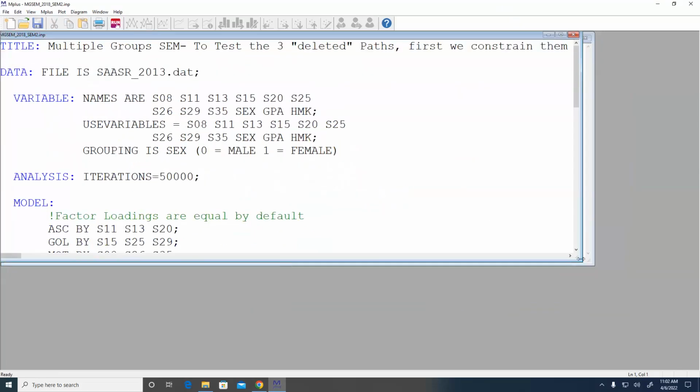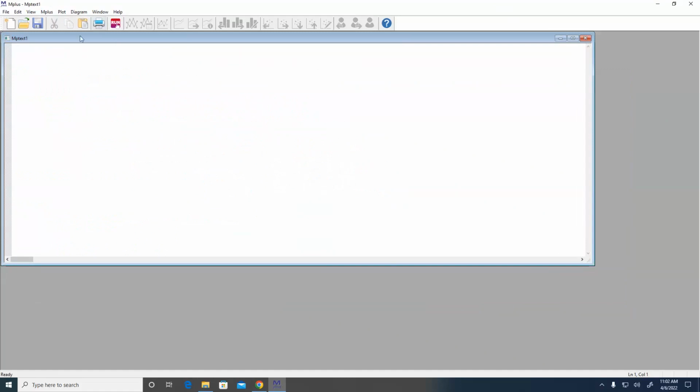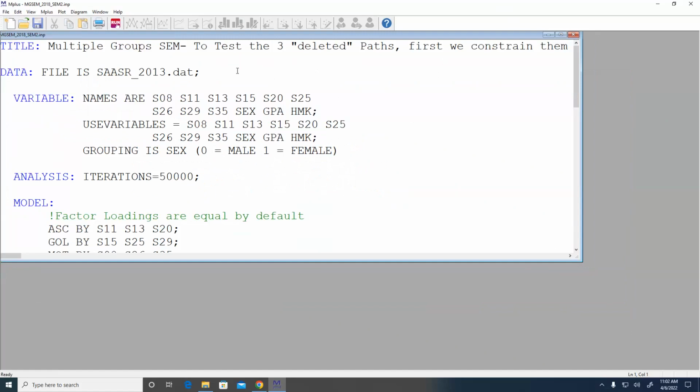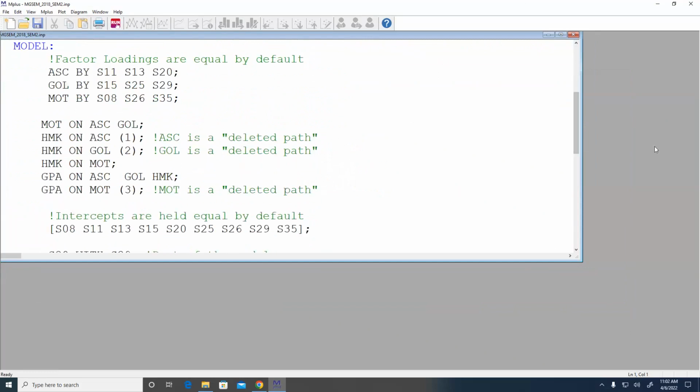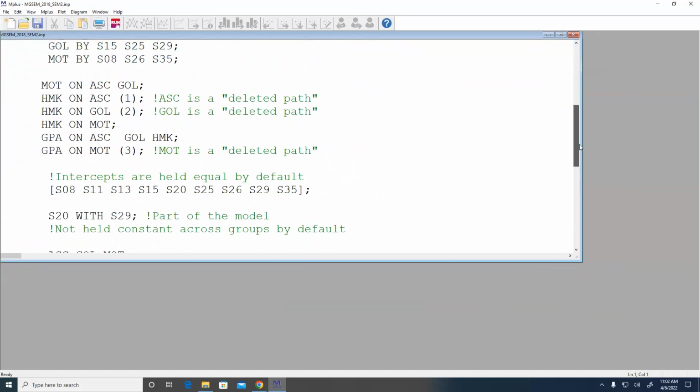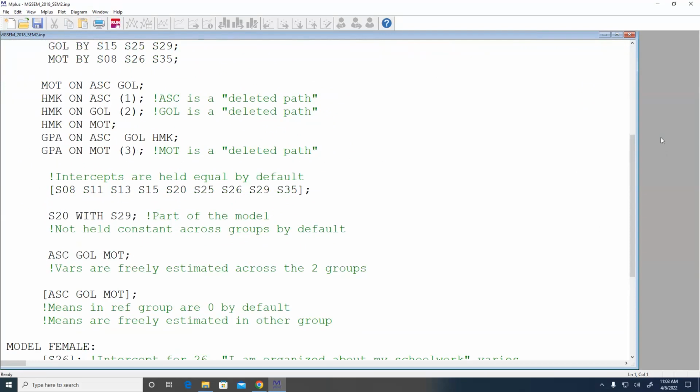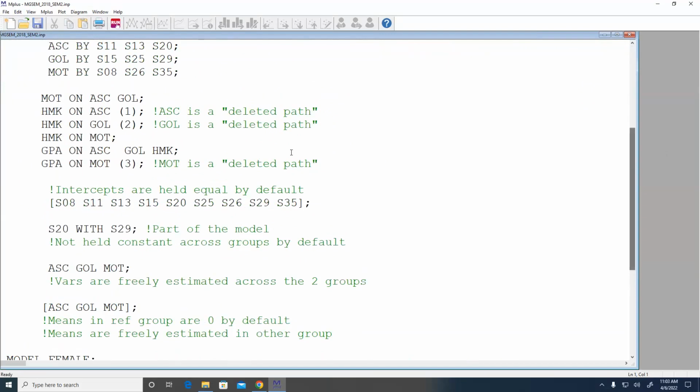You can just look at the output really. Okay, that's model 2. Here it is. I'm going to run model 2. Again, I've shown what the deleted paths are, but the first thing I want to do is constrain them to be equal. So let me show you in the input file how we're constraining those to be equal. Okay, so notice we've got homework on academic self-concept, homework on goals, and GPA on motivation.